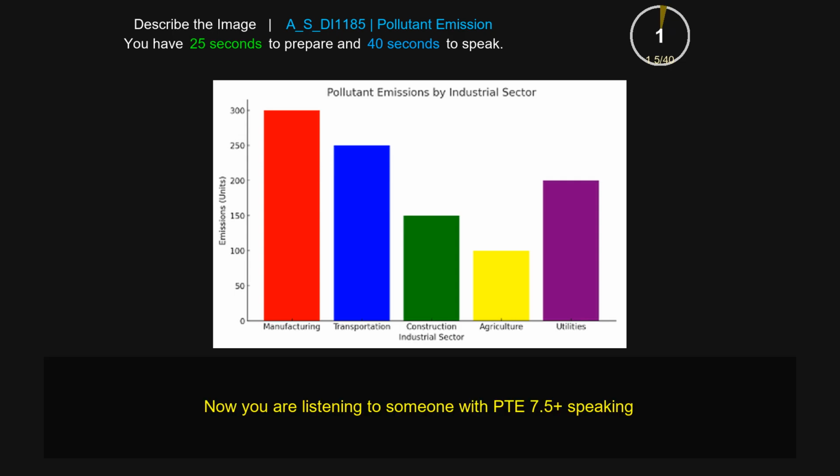This image is mainly about the industrial sector. Firstly, the highest values of this image are manufacturing and transportation. Secondly, the lowest values are construction, industrial sector, agriculture and utilities. In addition, it gives the information about 300, 250 and 200 and also about 150, 150. Finally, it shows the different colors red, black, blue, purple with the highest value and lowest value.